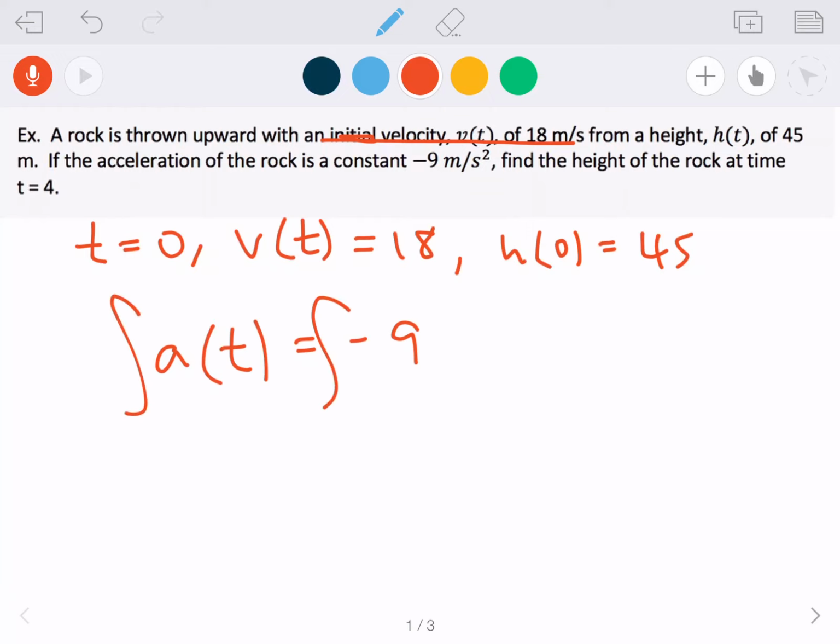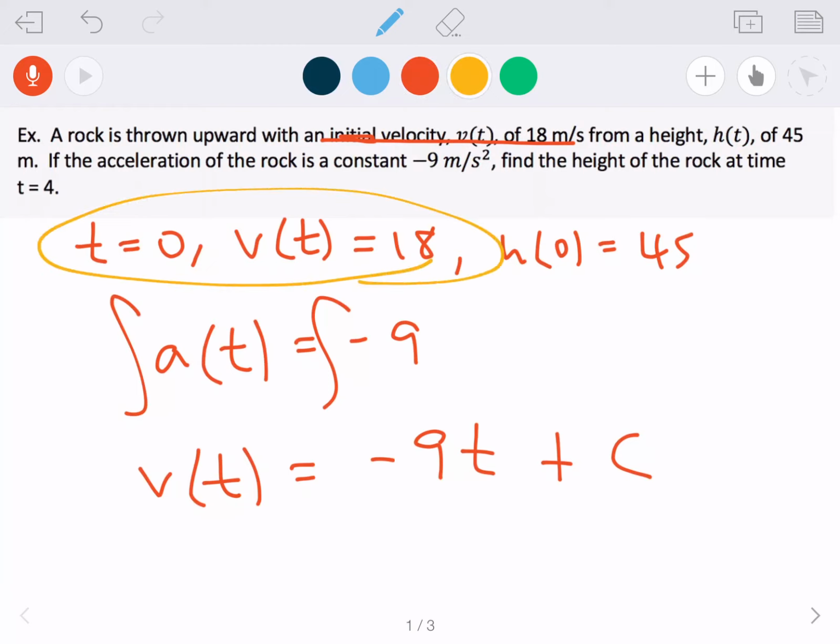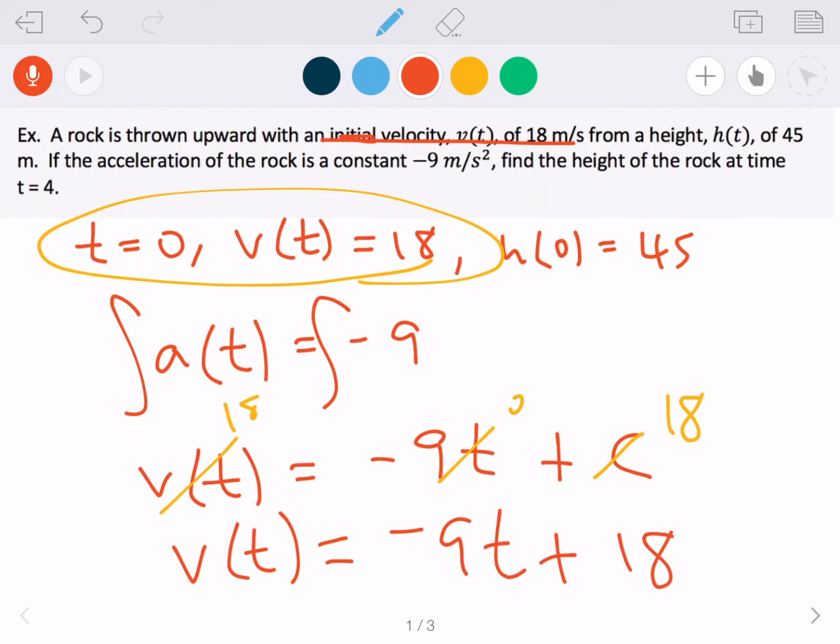I know that if I integrate the acceleration equation, that's going to give me v of t. And so that's just negative 9t plus c. Then it's these initial conditions that let you figure out what c is. If I plug 0 in for t and 18 in for v of t, that gives me that c is equal to 18. So I've got a nice equation now that v of t is equal to negative 9t plus 18.